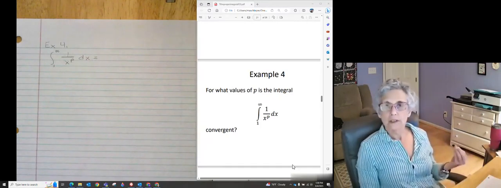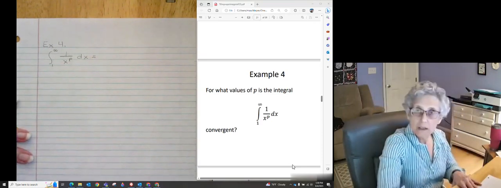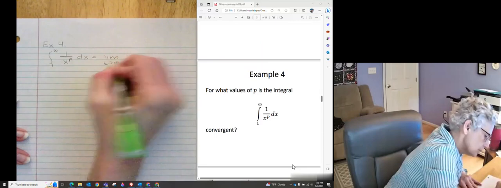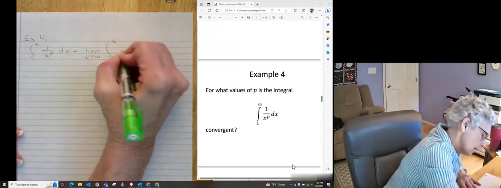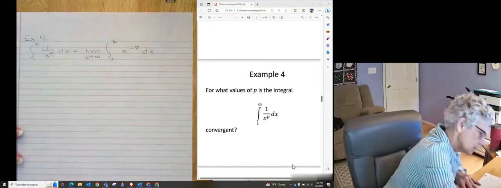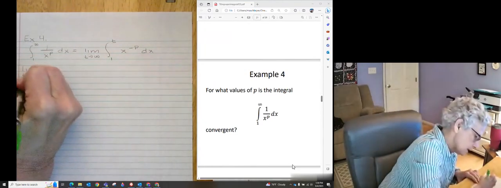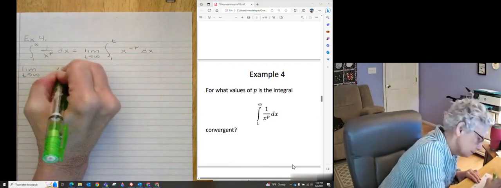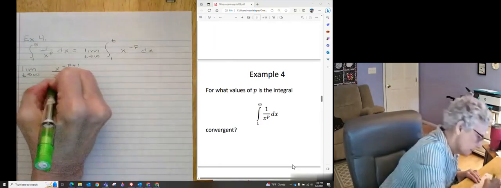I'm just going to calculate this integral with the p in it. So just like always, step number 1, write it as a limit. Limit as t approaches infinity, and we're going from 1 to t, and I'm going to write this as x to the minus p dx. So this is the limit as t approaches infinity. Add 1 to the exponent, divide by the new exponent.